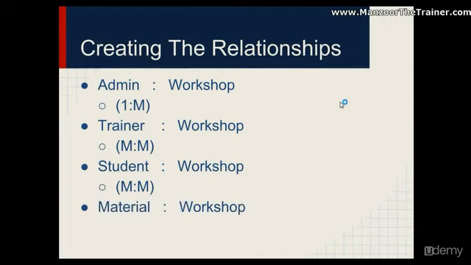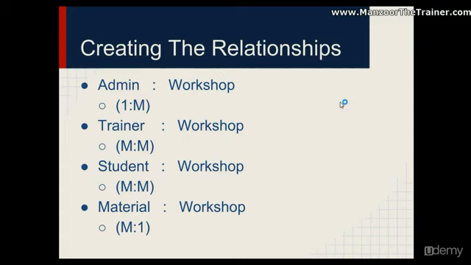Finally, material and workshop. Can one material belong to a number of workshops? In our scenario, no. Can one workshop have a number of materials? Yes. So the relationship is 1 to many, from workshop to material. From material to workshop, many materials can belong to a single workshop. Anyway, these are all business requirements. In some other organization, if they have a different business requirement, then it may differ. So relationships depend on the business requirements.